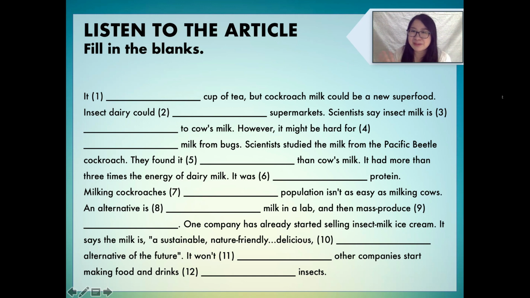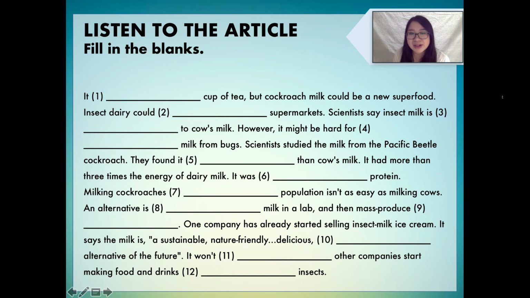It might not be your cup of tea, but cockroach milk could be a new superfood. Insect dairy could soon be in supermarkets. Scientists say insect milk is a good alternative to cow's milk. However, it might be hard for people to accept milk from bugs.